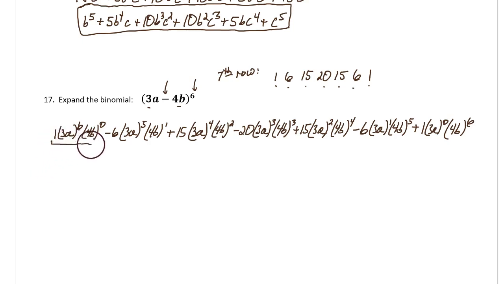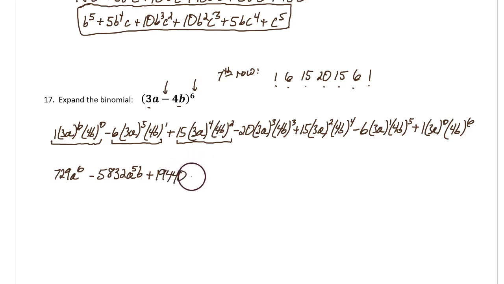So this very first term makes 729 a to the 6th power. Now do the next term. We're going to have to go 3 to the 5th times 6 times 4. That makes 5832 a to the 5th b. Now this next term, we're going to have to go 3 to the 4th times 4 squared times 15. That makes 19440 a to the 4th b squared.